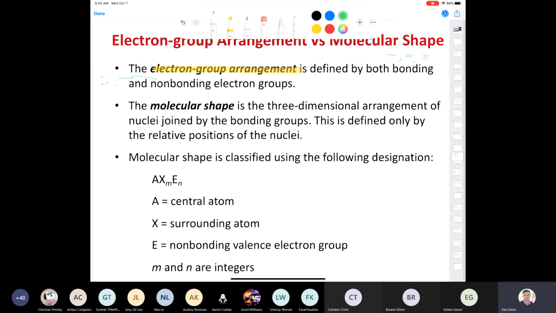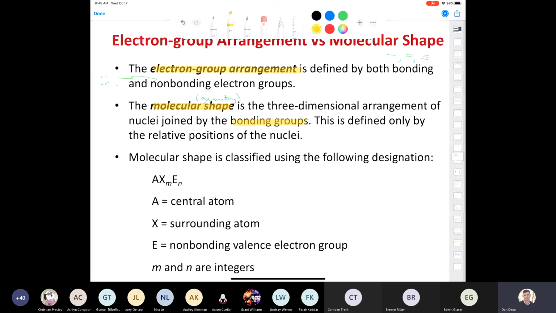Whereas molecular shape, or what Mr. Dion will usually just refer to as molecular geometry, because that's what I grew up with, is the three-dimensional arrangement of nuclei joined by the bonding groups. So the bonds only.